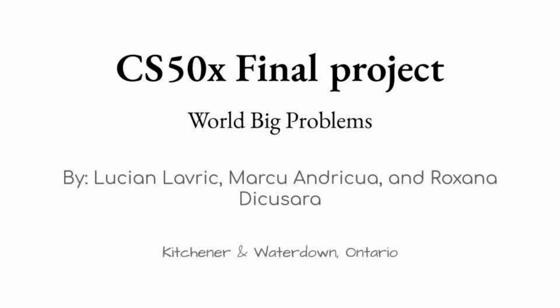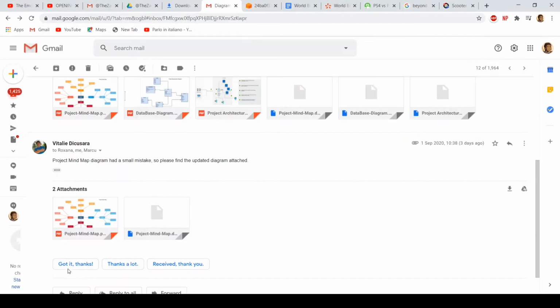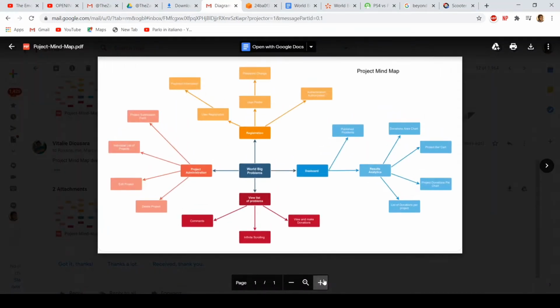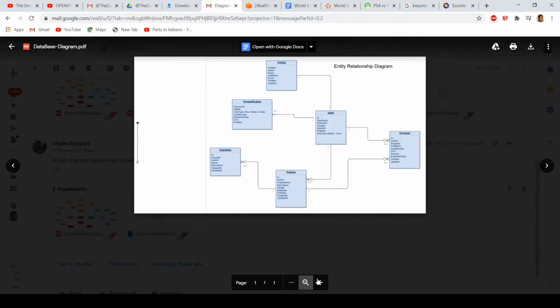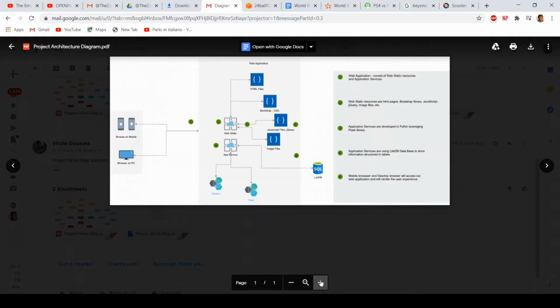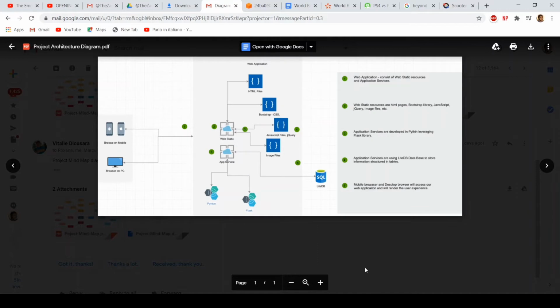Our CS50x final project is called World Big Problems. This is a website used to list world problems that need to be solved. Before we actually started working on this project, our team started brainstorming and making mind maps on what features and pages to add, as you can see right here. Then we had another diagram telling us what we would be adding to our database. And we also had an architectural diagram with all the components for the web application.